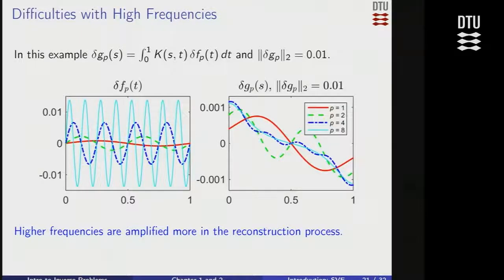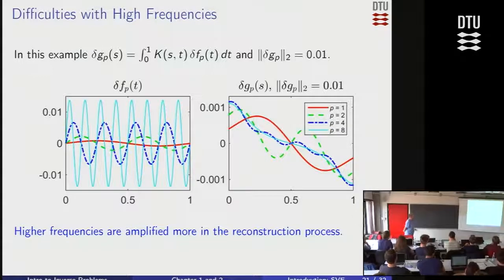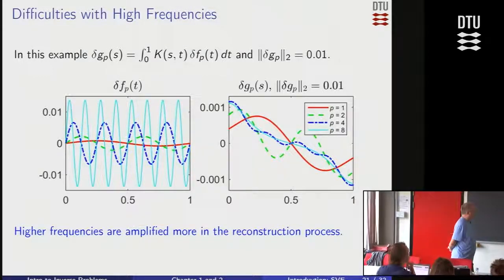And of course, since the higher frequencies are damped more when you go the opposite way, it's the higher frequencies that are amplified more, right? When you solve the problem, right? So the f function corresponding to p equal 8 has the largest magnitude, and you see that.